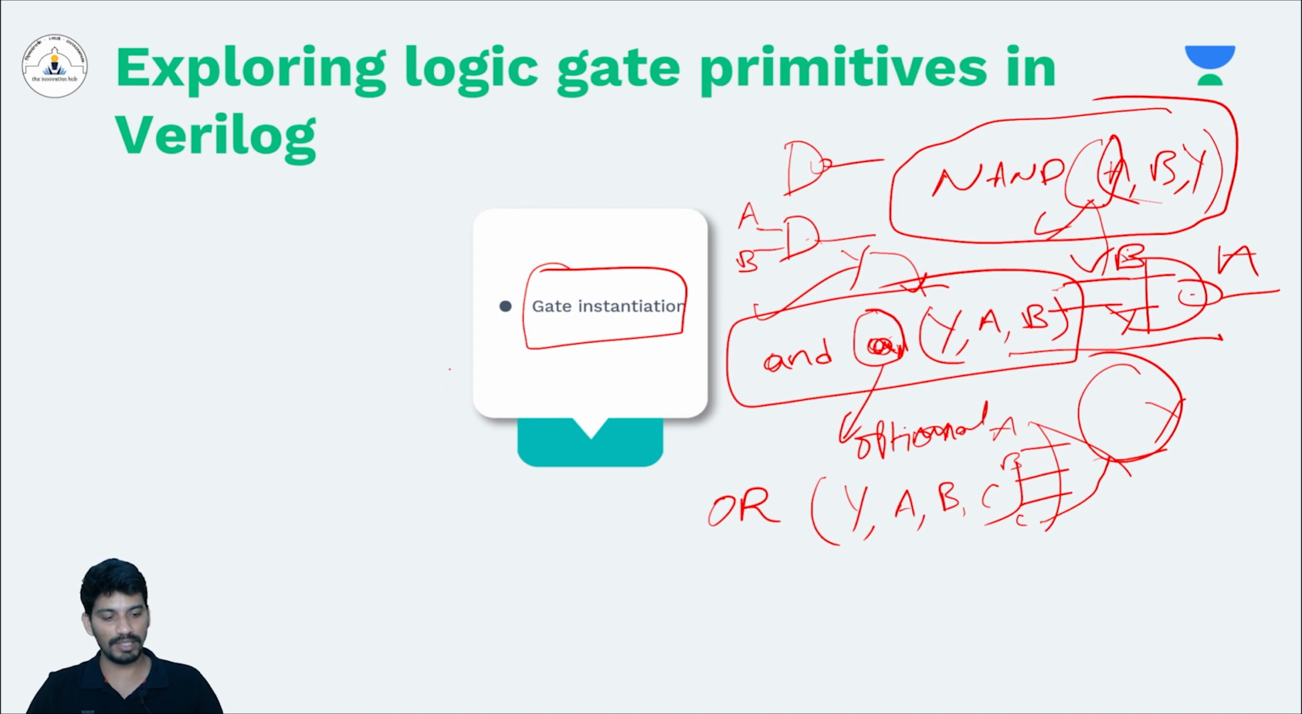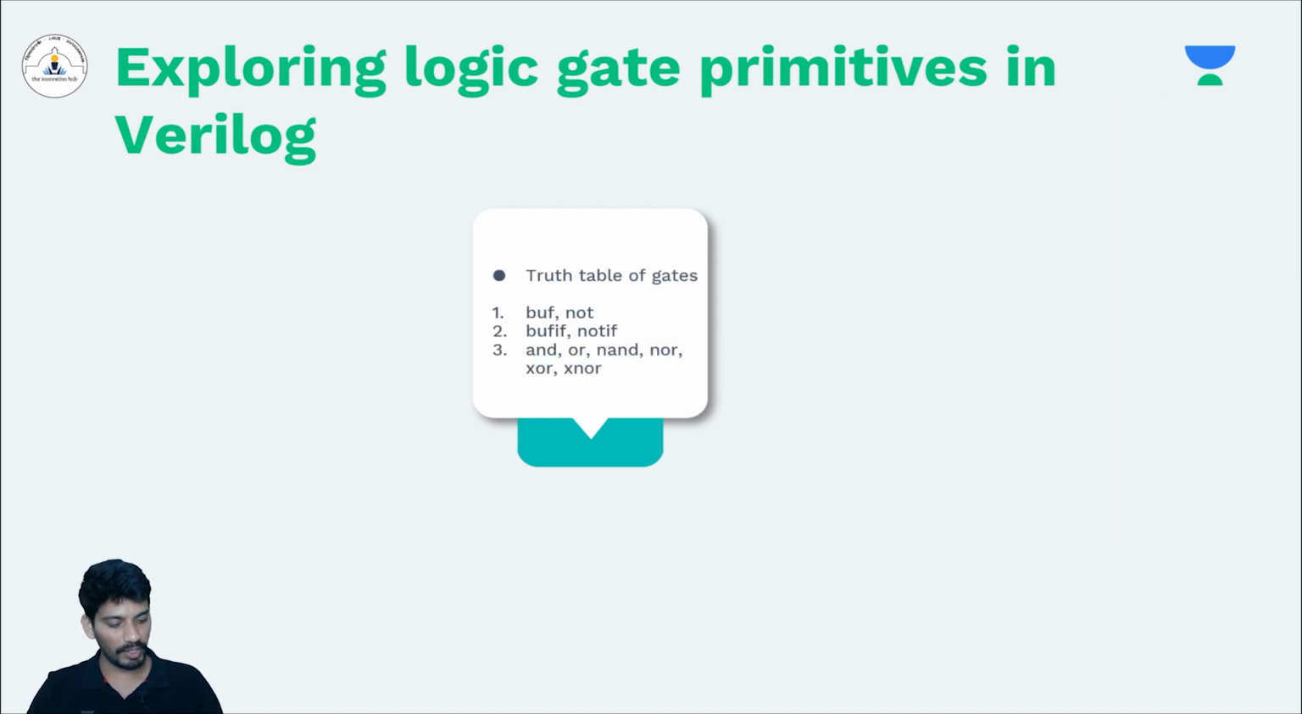Now let's see what the different types of truth tables are that are available in Verilog. Now let's see the truth tables of these gates.